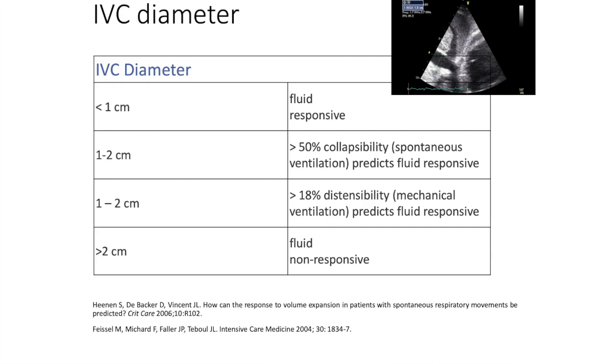Now, in between 1 and 2 centimeters, there's a bit of a grey zone, and you can look at its collapsibility if the patient is spontaneously breathing, or its distensibility if the patient is mechanically breathing, as a guide. The more it collapses or distends, the greater the chance the patient will be fluid responsive. But it really is a bit of a grey area, and it needs to be taken in context of the rest of the scan and the rest of your patient.